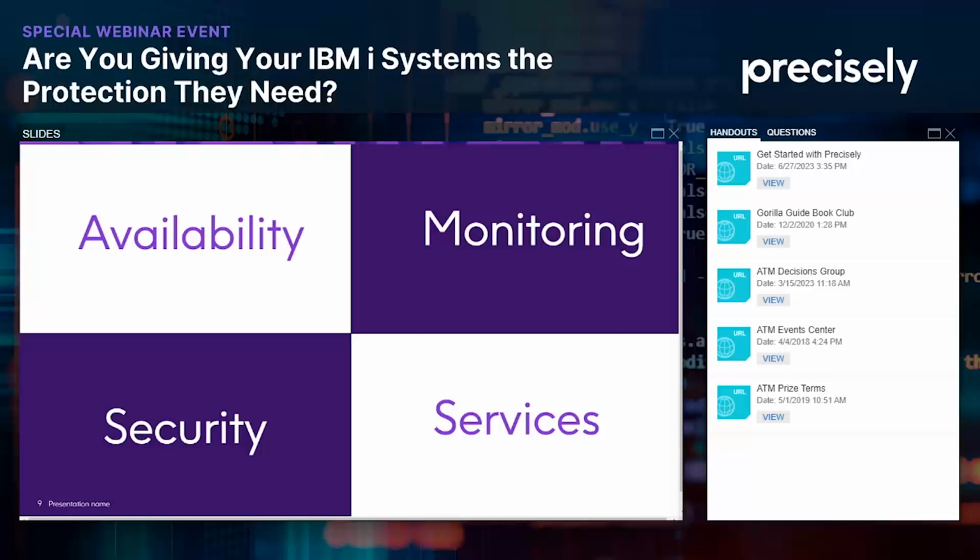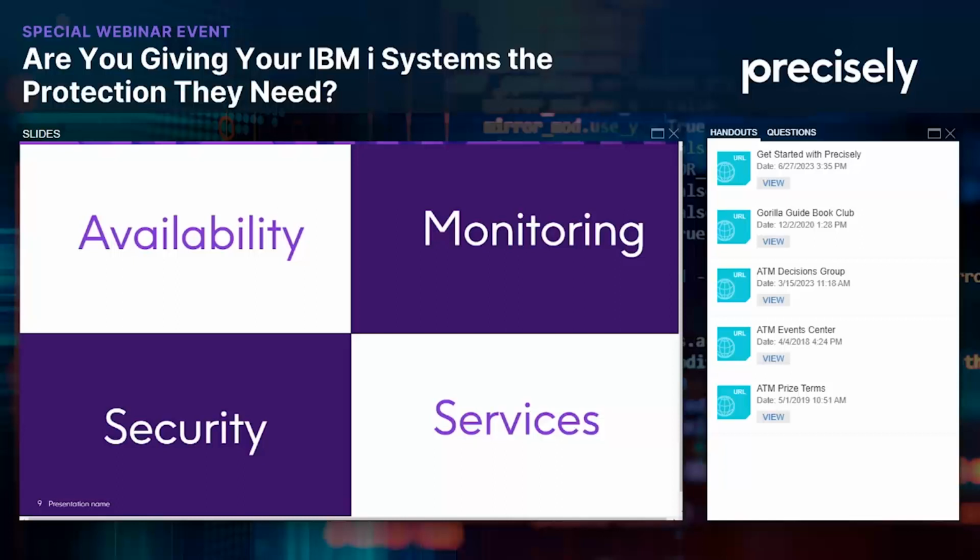And then finally, I wanted to talk a little bit about services. Partnering with a company that has the ability to deliver professional services or even managed services can be really important in an environment where IBM i talent is hard to find. Sometimes it's a short-term need, sometimes it's a longer-term need. But services felt like it was one of these four pillars of protecting the IBM i that we really needed to focus on.